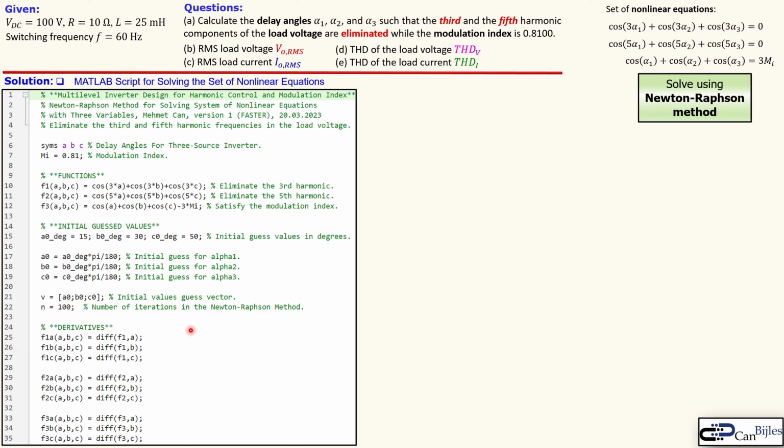Then we need to use derivatives. So this is really required in the Newton-Raphson method. I won't go into the detail of the Newton-Raphson method, so this is just really what you need. So we then differentiate the first function with respect to a, that's given by f1a, so that's given here by this command. Similar case for differentiation with respect to b, and differentiation with respect to c. Similar case for the f2 and f3 here, so we have all 9 cases.